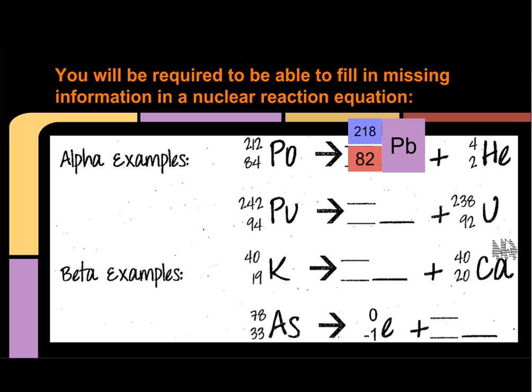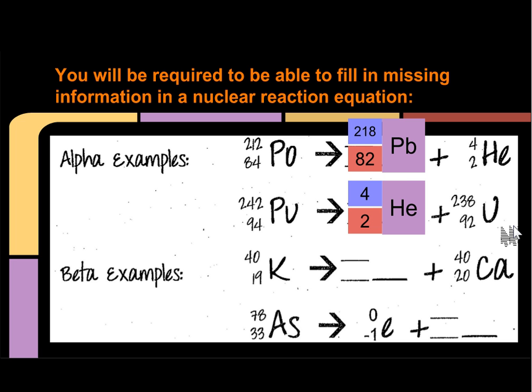So on the left side, we have 242. On the right side, we need 242. So we have 238. So we need a 4 in there. On the left side, we have a 94. On the right side, we have a 92. So we need a 2 in there. So what on the periodic table is a 2? Well, that would be helium. And that's really all there is to it.